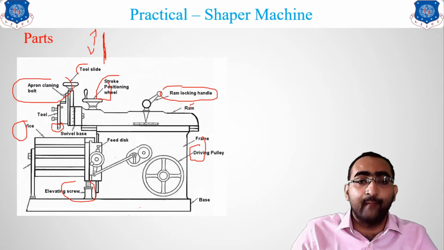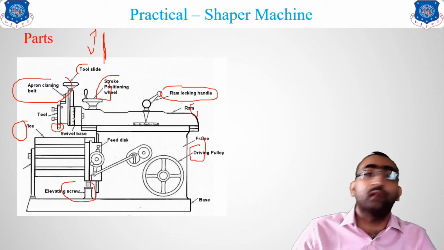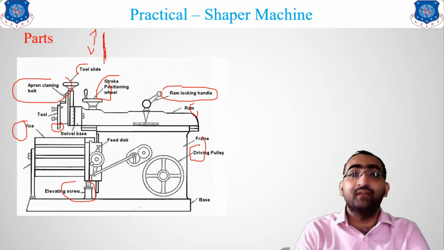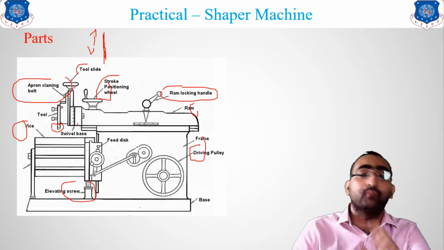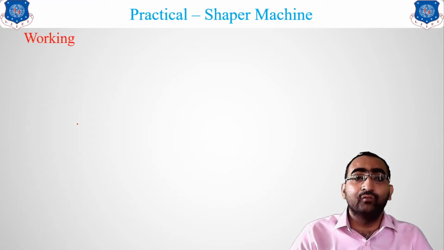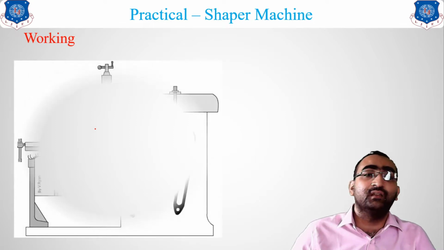And this ram will move in forward and backward direction. With the help of the ram, there is a clapper box, and in the clapper box there is a tool which is located. And now let us see how the basic working of this theory is going on.